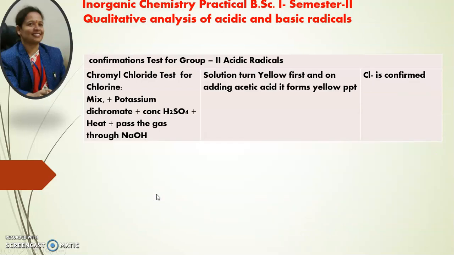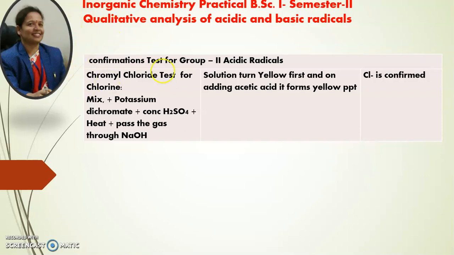Then the presence of this Cl negative radical, chloride radical, can be confirmed on the basis of the chromyl chloride test. Which test can we use for the confirmation of chloride? It is the chromyl chloride test. We can use the chromyl chloride test for the identification of the chloride acidic radical.